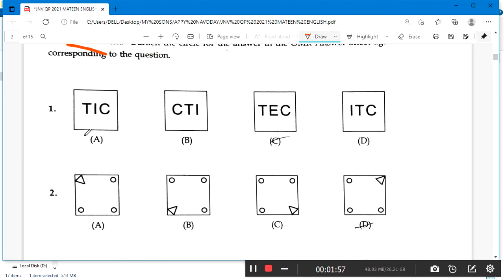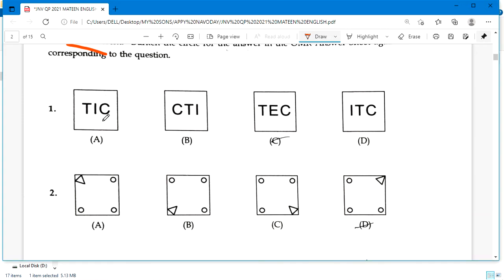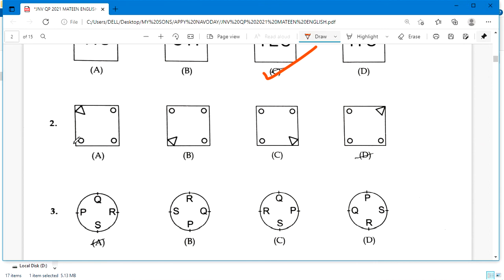Just look at the first question. Option A is TIC, option B CTI, option C TEC, option D ITC. So in these 4 boxes, which box is not containing these 3 letters, that's the different figure. TIC, CTI, ITC, these 3 figures contain the same 3 letters. So option C is not including ITC. So that's why option C is the right answer. Next, look at the second question.